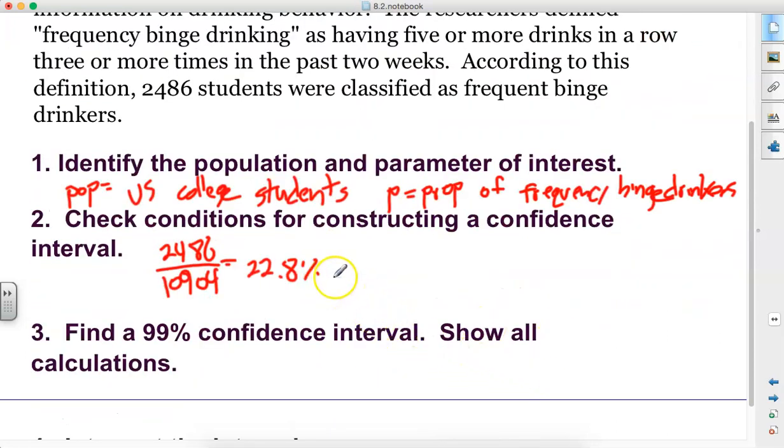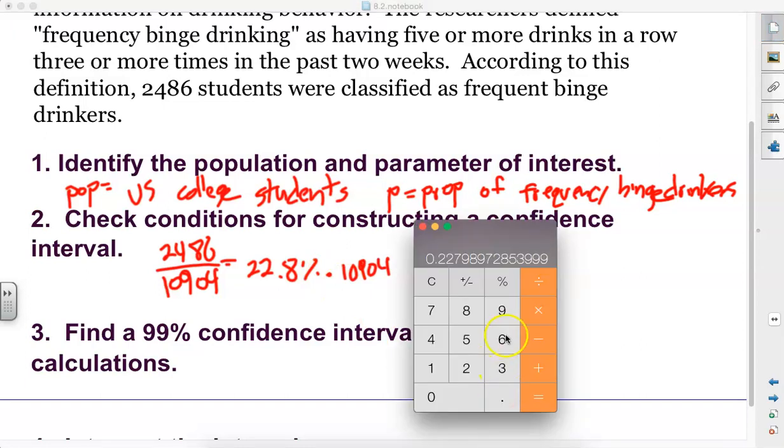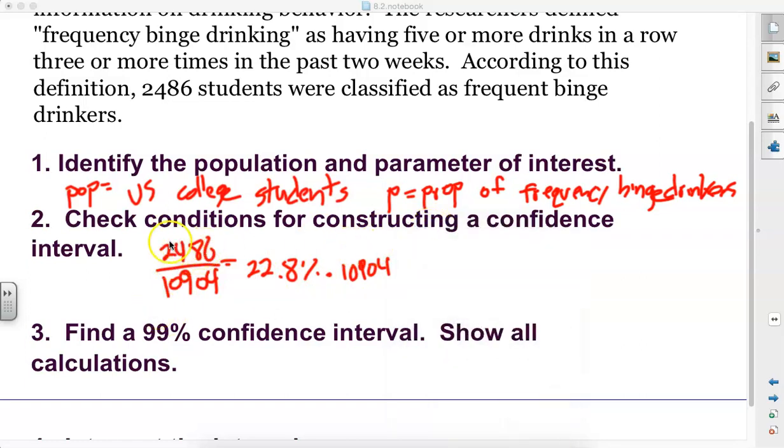Okay, so the question is, is that times N, the number in our sample, 10,904, going to be greater than or equal to 10? So multiply that by 10,904, and you see what's going to happen right here, hopefully. It just gives us 2486, the number we had originally. When we calculate P, we divide by 10,904. Then when we multiply it by N, that gives us the same number we started off with. It gives us our sample value. So obviously, yes, 2486 is more than 10.